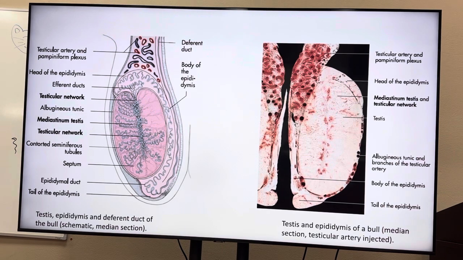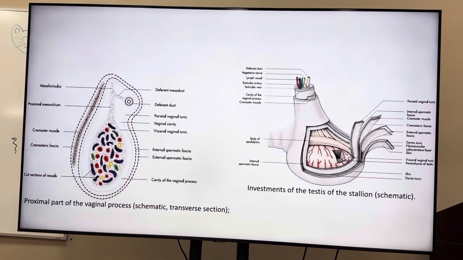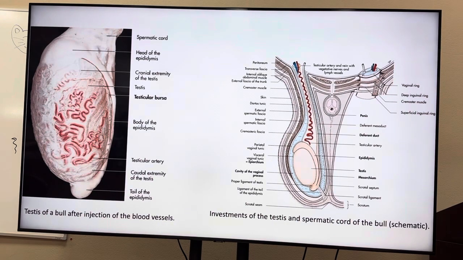So have you done reproductive physiology? No, histology. Histology, yes. Okay, I did last semester. So then we shouldn't waste time here.